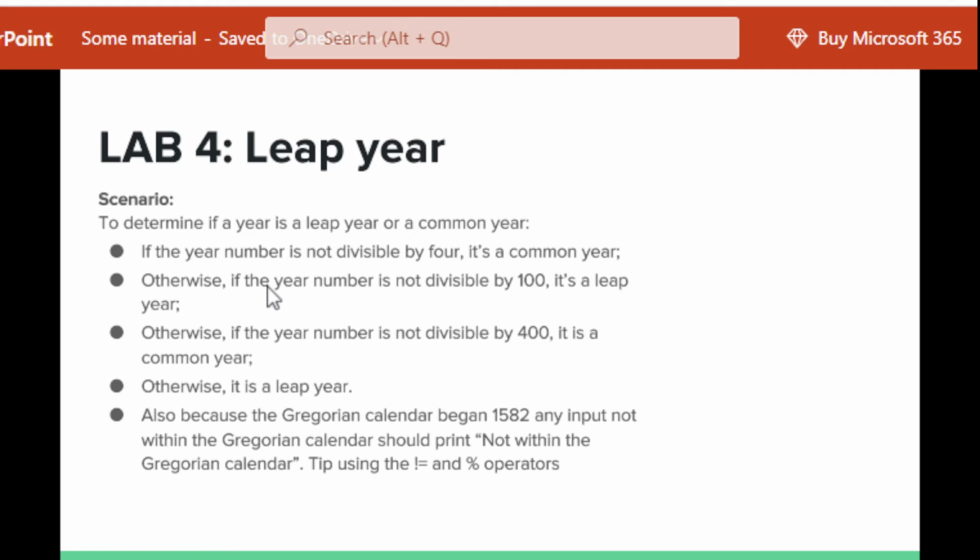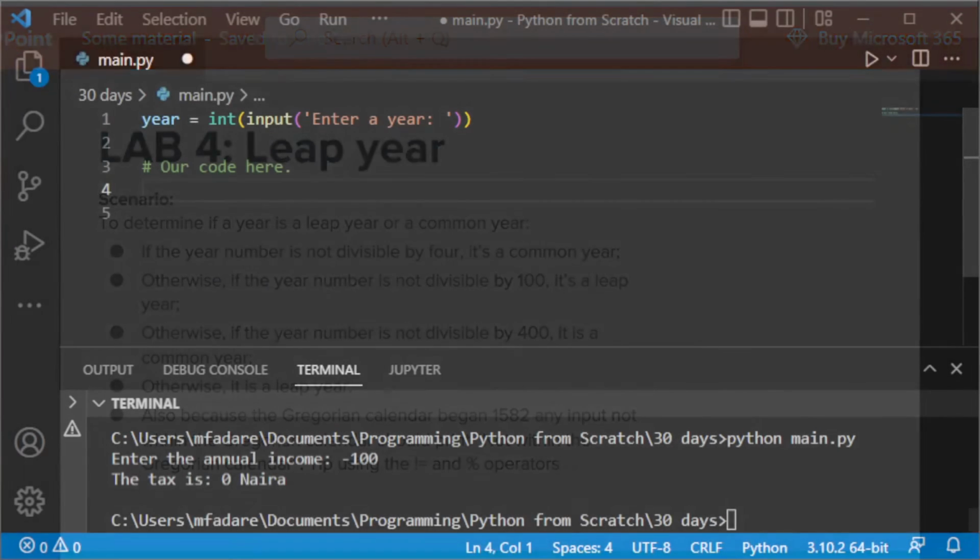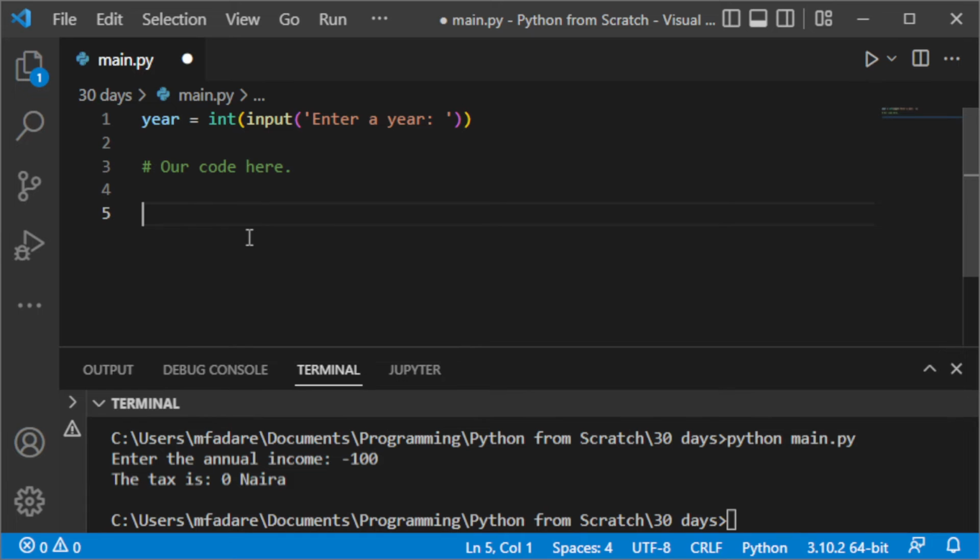If the year is not divisible by, okay, let us start with that. I know it's definitely an if statement. So I'll start with if year, which is what we've collected, is not divisible by 4. So this is how to represent not divisible by 4. That means year mod 4. You know, year mod 4 shows us the remainder of whatever you are dividing with.